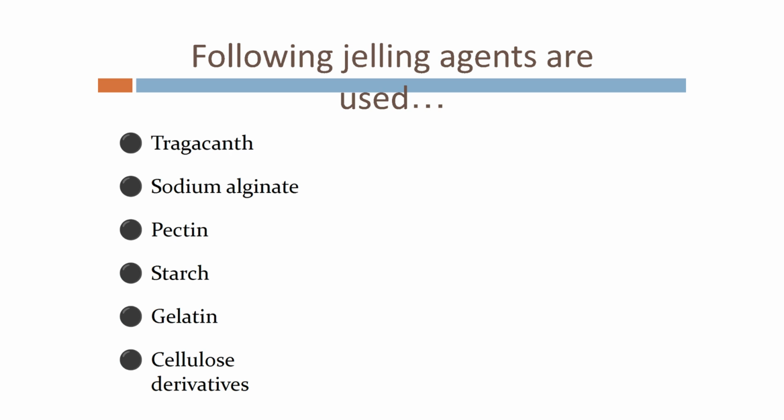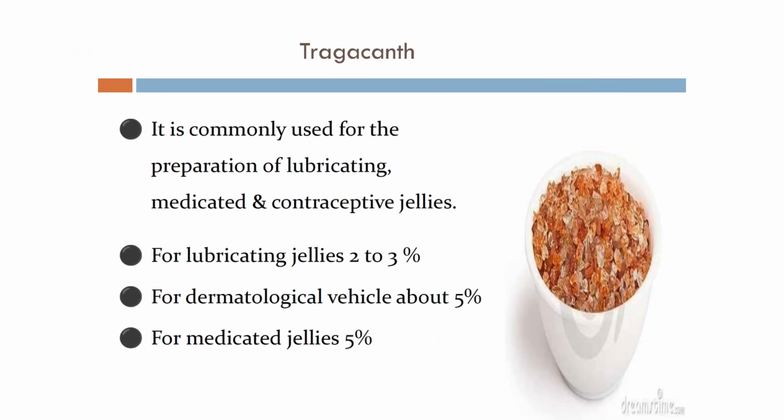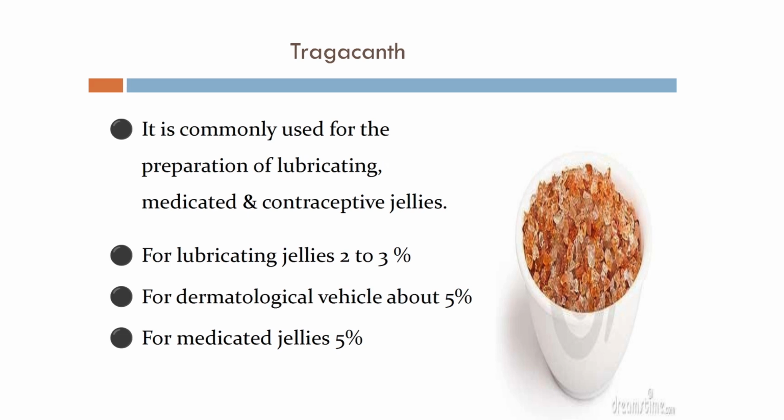Let's talk about Tragacanth in a bit more detail. It's commonly used for the preparation of lubricating, medicated, and contraceptive jellies. For lubricating jellies, we use about 2 to 3% Tragacanth. For dermatological vehicles, about 5%. And for medicated jellies, also around 5%.